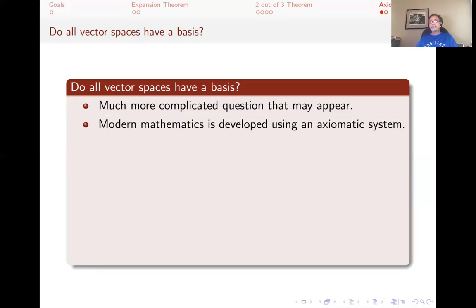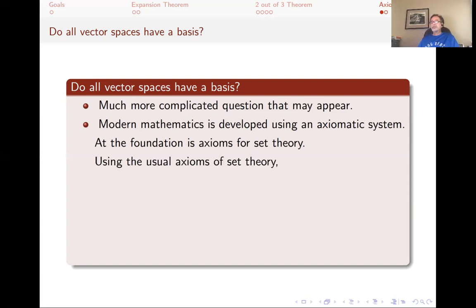Modern mathematics is developed using the axiomatic system. That means that we make some axioms that we base everything on, and we say that we're not going to prove those. Those are sort of given things, and then we try to see what follows from them. At the foundation are the axioms for set theory. Based on those, we study other things, and then we have axioms for vector spaces, and we study those, for example.